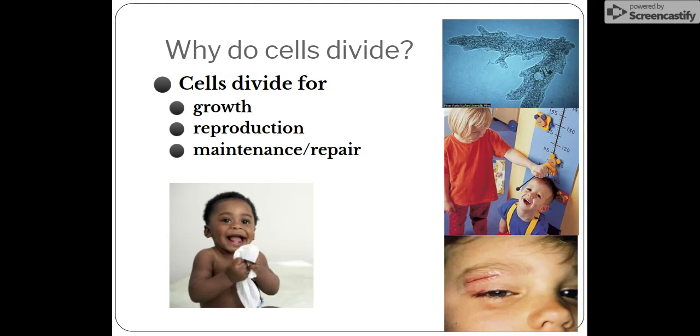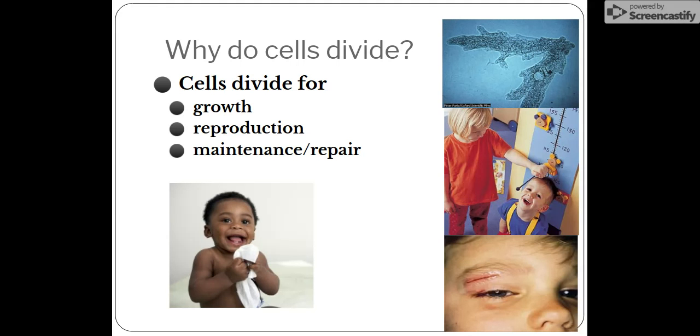So why do our cells divide? We need to grow, right? At one point you were a baby. Now you're likely an adult. You're a much larger person than you were when you were an infant. Okay. So in order to get bigger, we need more cells. And so our cells will divide and replicate in order for us to grow.